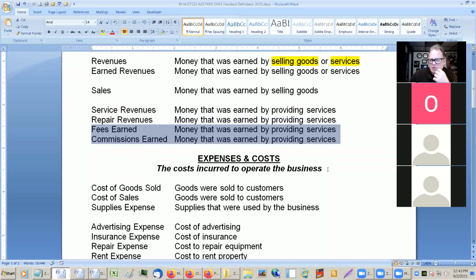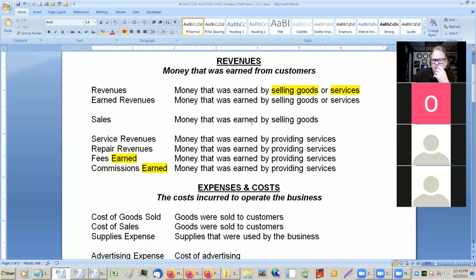Fees earned, commissions earned. Generally speaking, if you see something that says earned, it's usually a revenue. So that's kind of a magic word. Whenever you see earned, it's revenue, because you earn the money. And again, when we count revenues, the defining factor is when we earn it, not necessarily when we get paid.